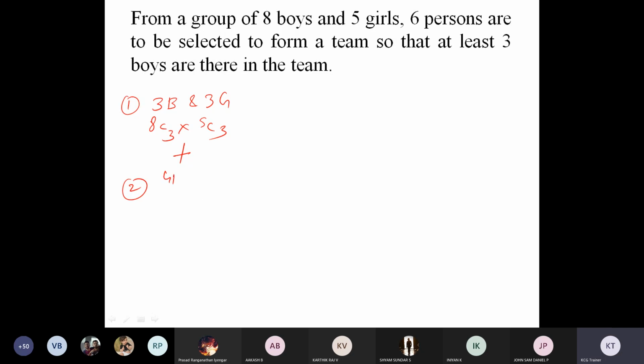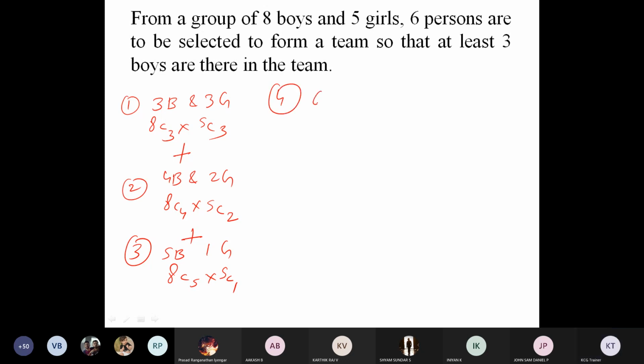That means we have to start increasing the number of boys from 3. So next becomes 4 boys and 2 girls. That is 8C4 and 5C2. Third one, 5 boys, 1 girl. That becomes 8C5 into 5C1. Fourth one, 6 boys, 0 girls. That is nothing but 8C6 into 5C0. So these are the 4 possible cases to solve this problem.